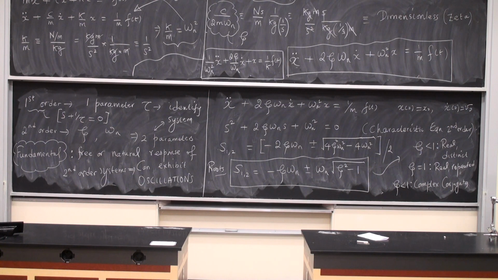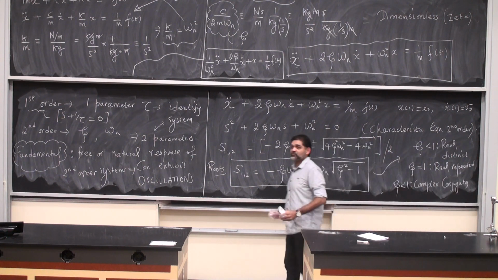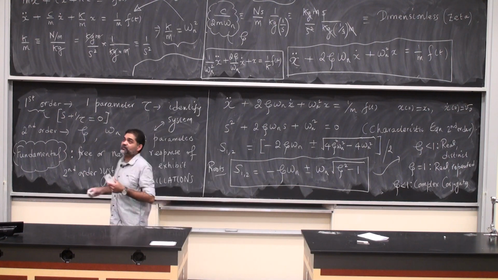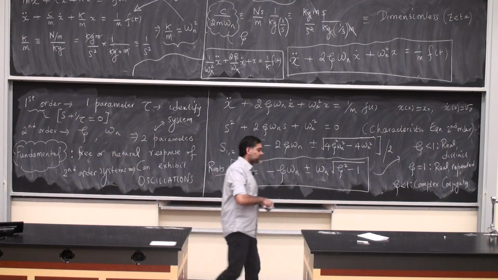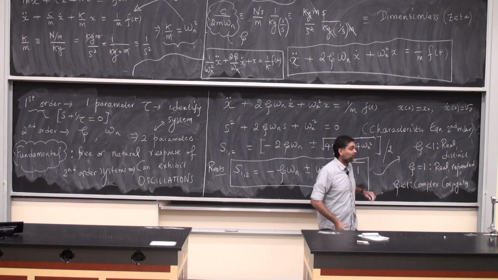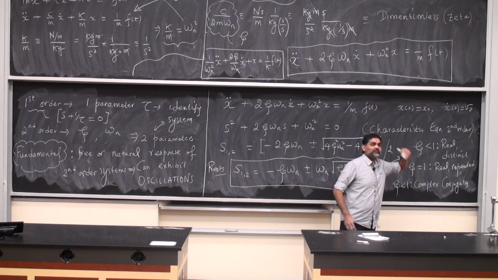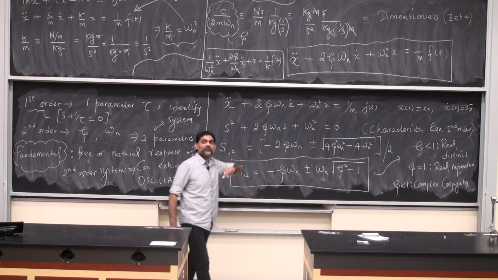For real and distinct, I'm going to get behavior that can show some oscillations. For real and repeated and complex conjugates, perhaps there is a situation of oscillation as well, or just something that damps down. We'll look at all these situations in the next week. Real roots should give exponential decay. Complex conjugates will be oscillating.